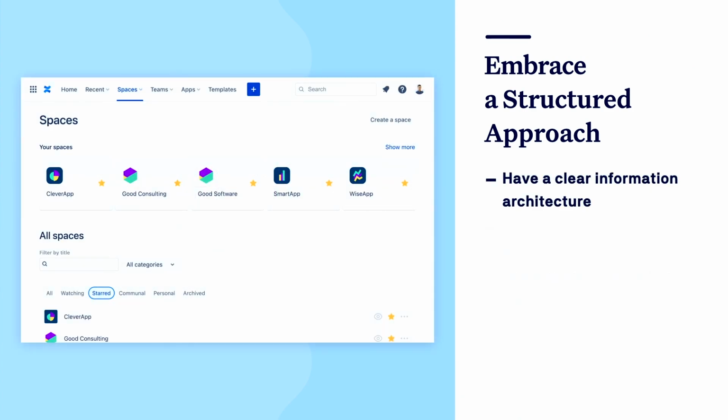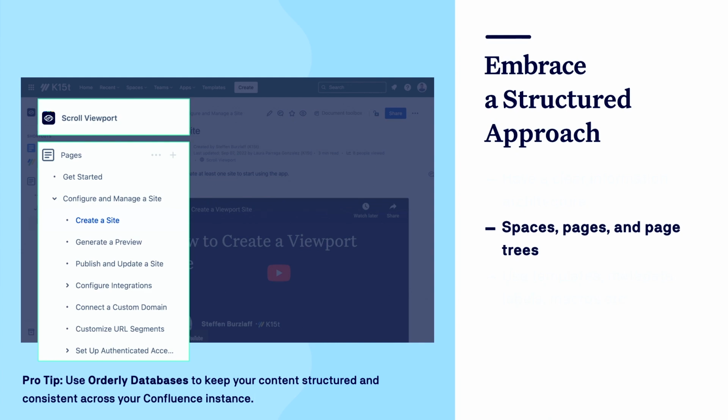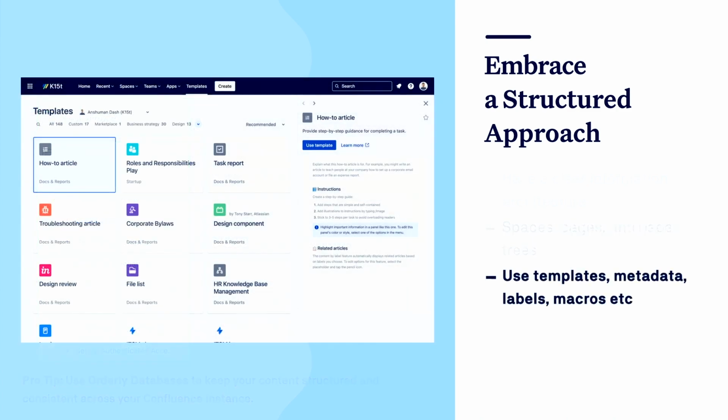Having a clear information architecture is almost like having a clear roadmap for organizing your content and ensures that the product hub is easy to navigate and that stakeholders and users can find all the information that they are looking for quickly and efficiently. In Confluence, you can use structures like spaces, pages, and page trees to organize your content hierarchically. This allows you to keep related content together and makes it easier to locate and manage, and eventually share and publish. You can also standardize your content using features like templating, metadata, page properties, labels, and macros, which makes it more consistent and easier to maintain in the long run.